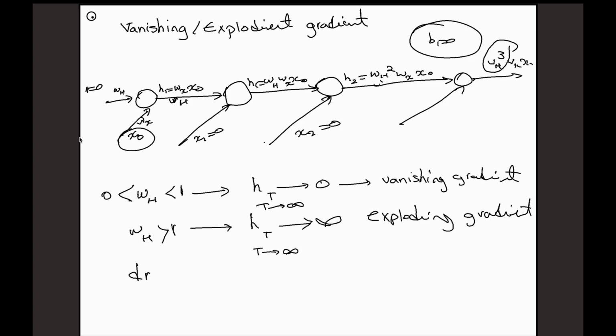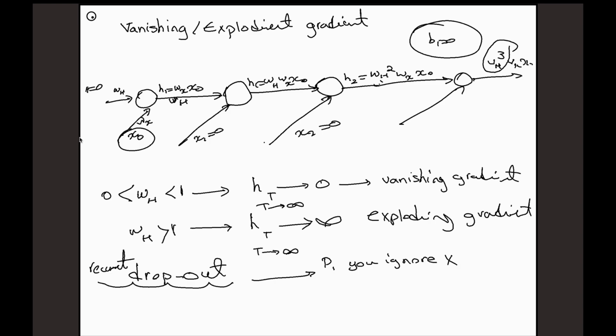We can use our famous recurrent dropout method, where with probability p1, you ignore, let's say, x at time t, and with probability p2, you ignore hidden state t when you're doing the tuning and training and back propagation. But anyhow, this is a very serious problem, and unfortunately, that has limited the way we use RNNs in their pure form.